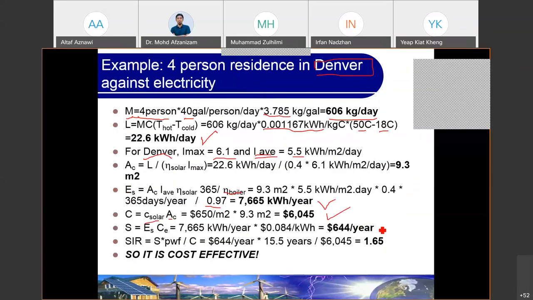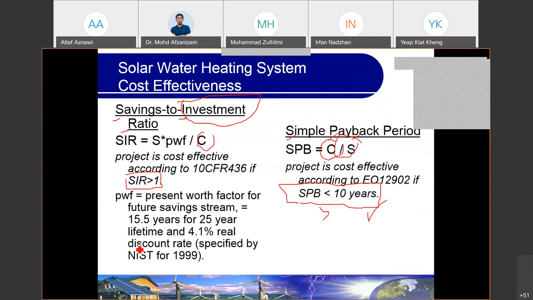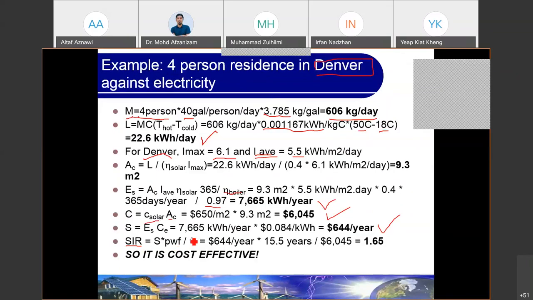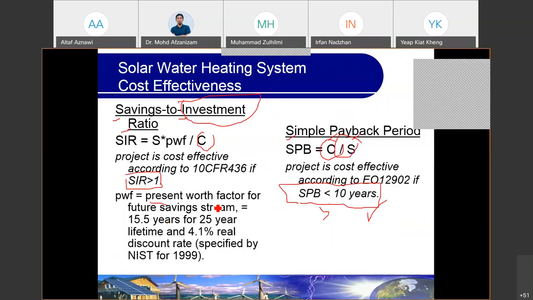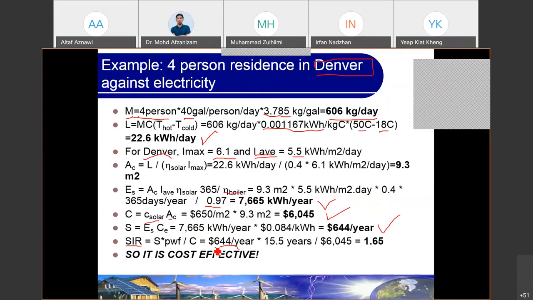Okay, annual saving, and then SIR, solar investment ratio. SIR equals the annual saving 644, which is from here, times PWF, present worth factor, divided by C, the cost 6,045, and you get 1.64.